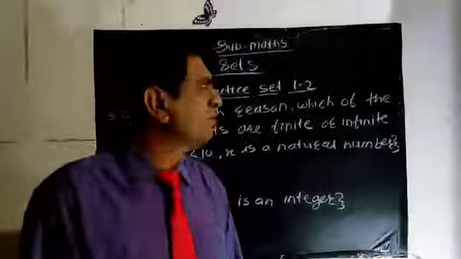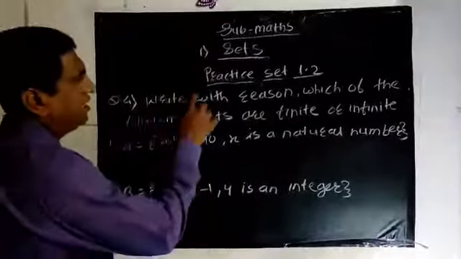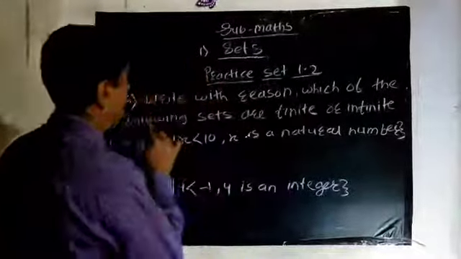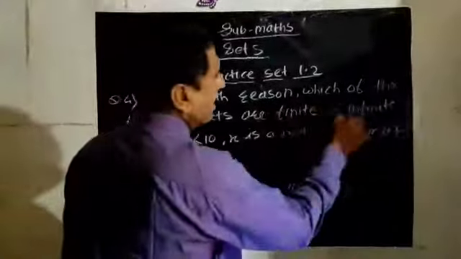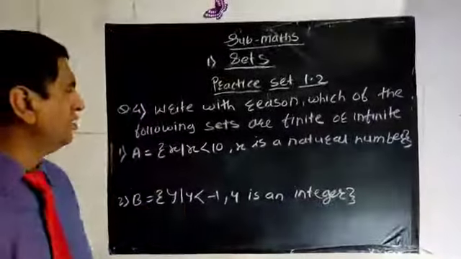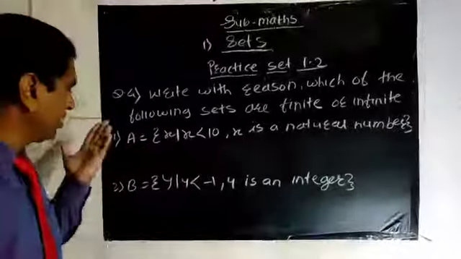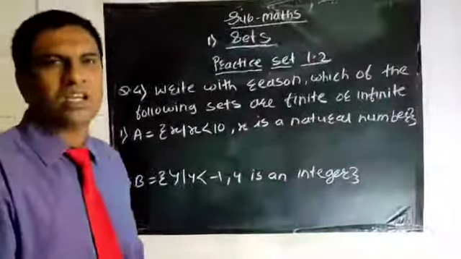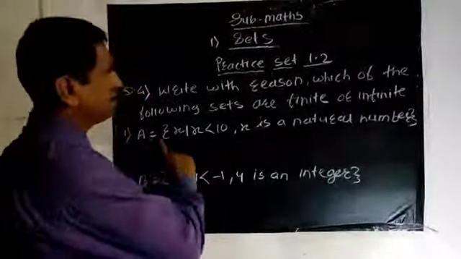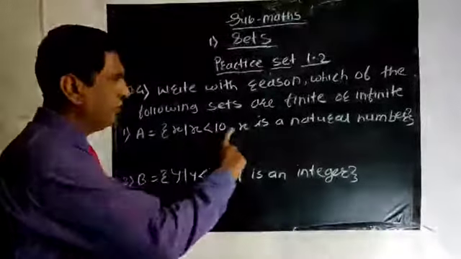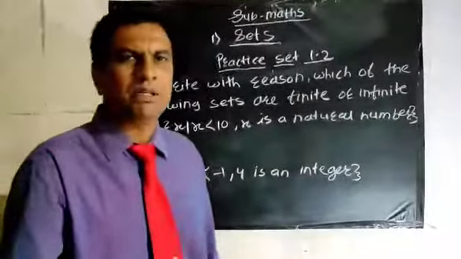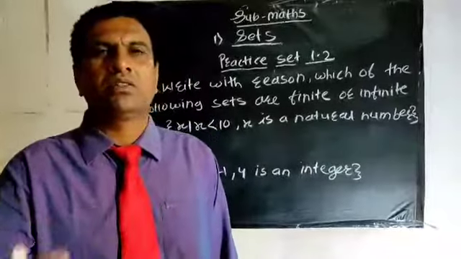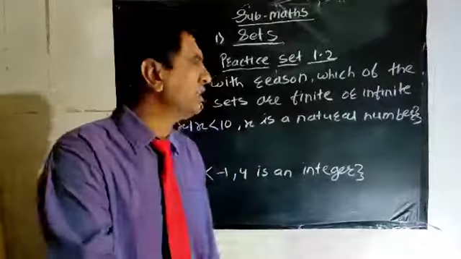Now, question number 4. Write with reason which of the following sets are finite or infinite. Now tell whether the given sets are finite or infinite. In the first two examples, the sets are given in rule method. If examples are given in rule method, first you convert it into listing method and then you decide.